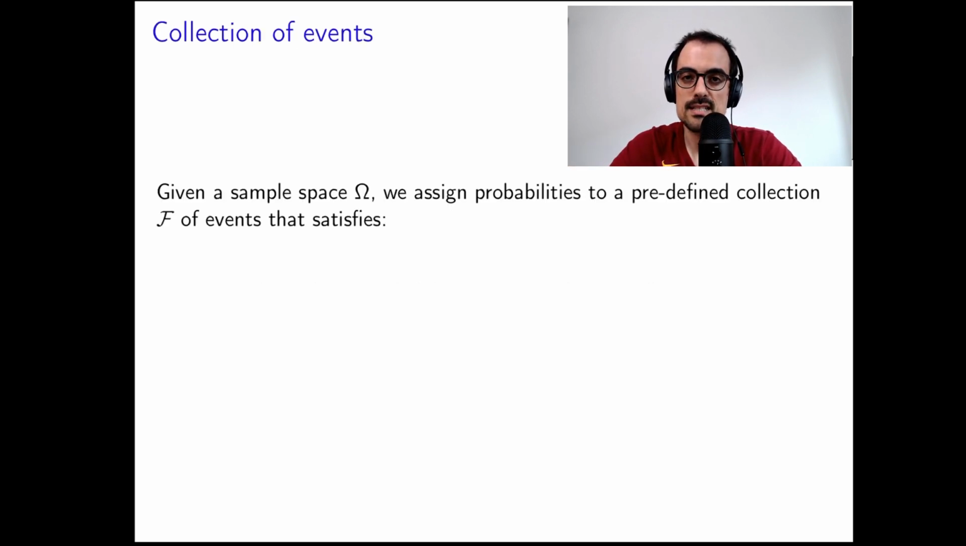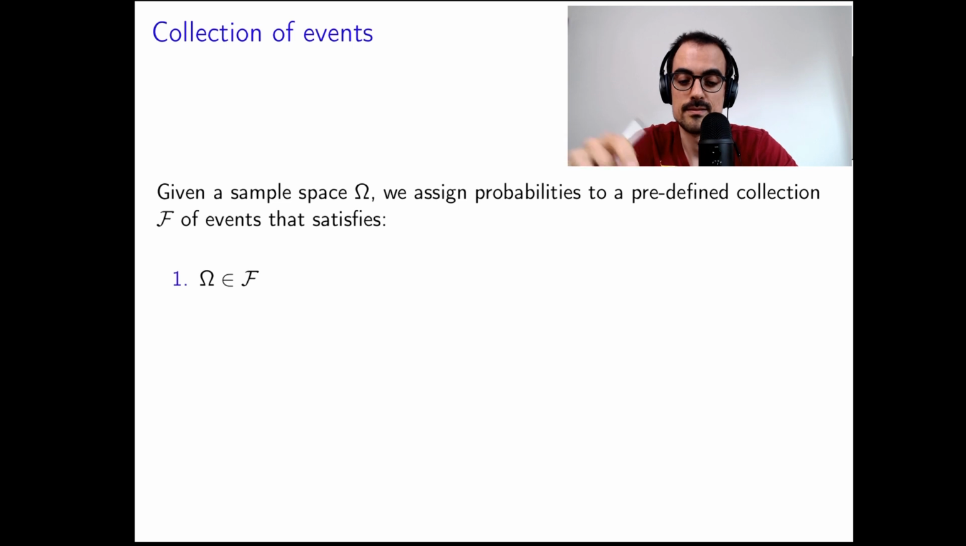So a probability space consists of a sample space, a collection of events, this is just a set of events that we're going to assign probabilities to, and a probability measure that actually assigns those probabilities. The collection of events is a predefined set of events that has to satisfy certain properties, and the properties are not going to be very surprising. This collection of events has to include the sample space, because as we said, we should probably assign probabilities to the sample space.